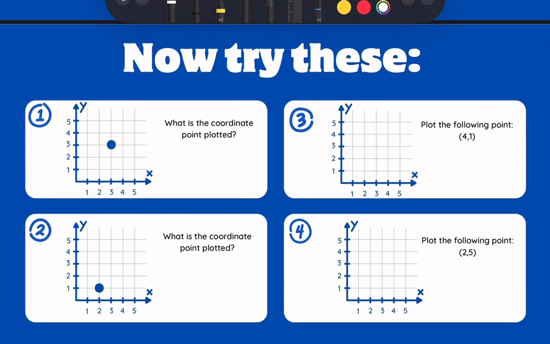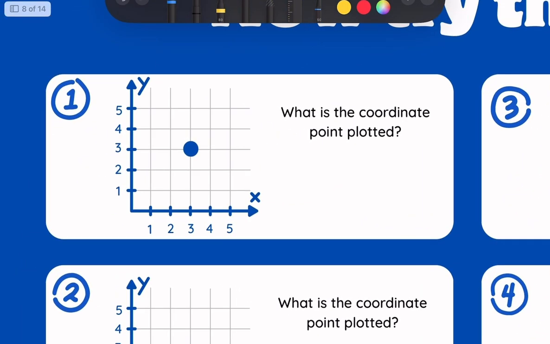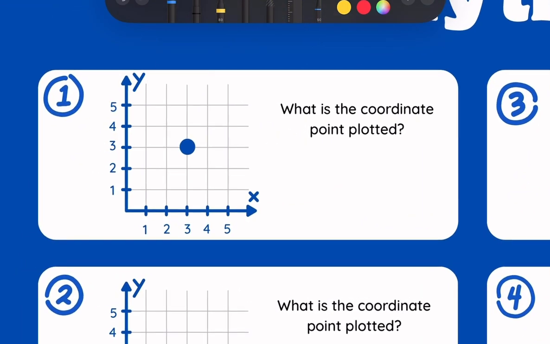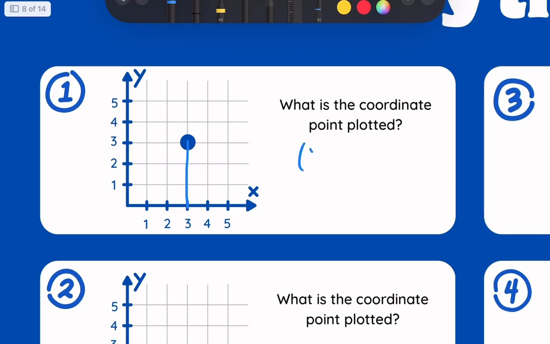Now take a moment to try these out. And when you're ready, unpause the video and let's work on them together. In this first problem, they want us to see what coordinate point is plotted. Well, let's see. The x lands right here at 3. So we are going to write for x, remember it's always x, y. So for x, we're going to write 3. And then for y, it meets exactly at 3. So I'm going to write 3, 3.